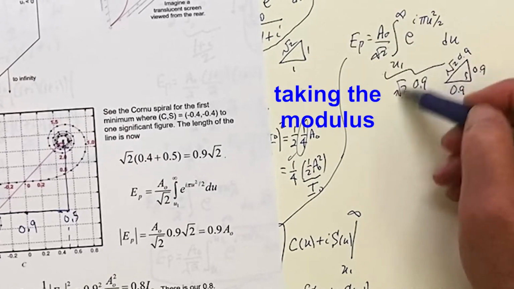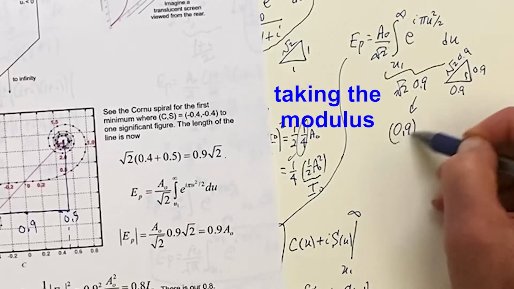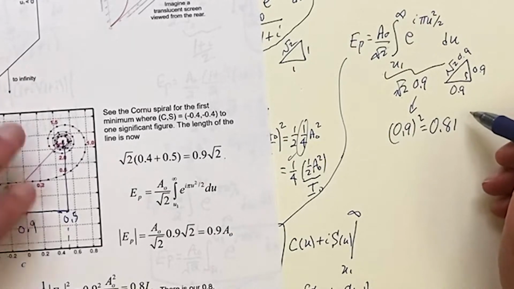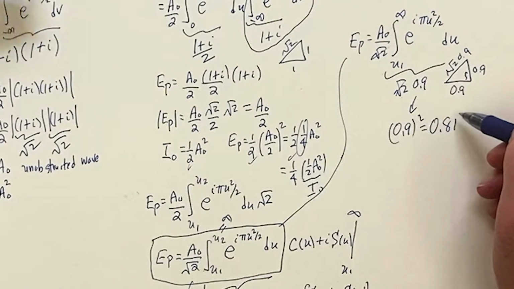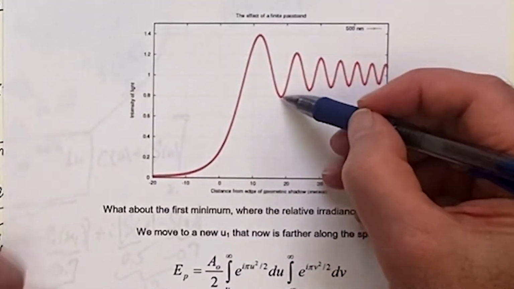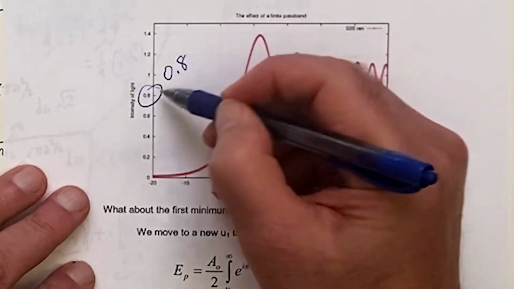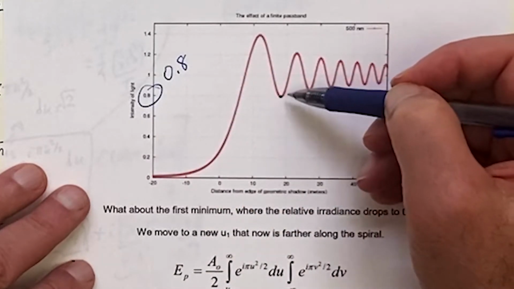So the square root of 2's cancel. So really what I'm after is this 0.9 squared, and that's going to be 0.81, and that's going to be compared to the unobstructed beam, like that's going to be it. So if we come back over to here and look at this and go over there, guess what? 0.8, like we got it, because this is relative to the unobstructed beam.